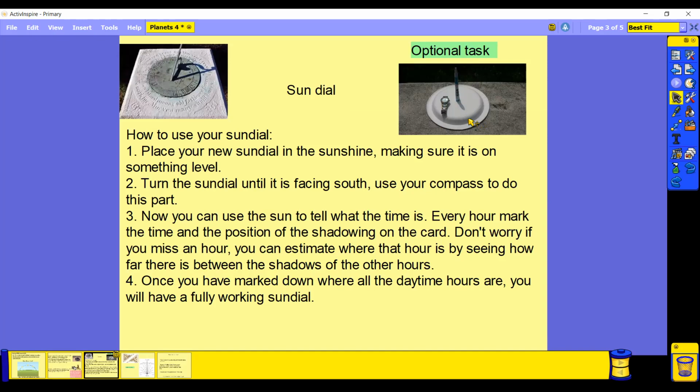and this would be midday. Then you need to check the time again, and at 1 o'clock, you would mark the shadow, and that would be 1 o'clock. 2 o'clock again, you need to mark the shadow for each one. And then you can actually use this to tell the time.